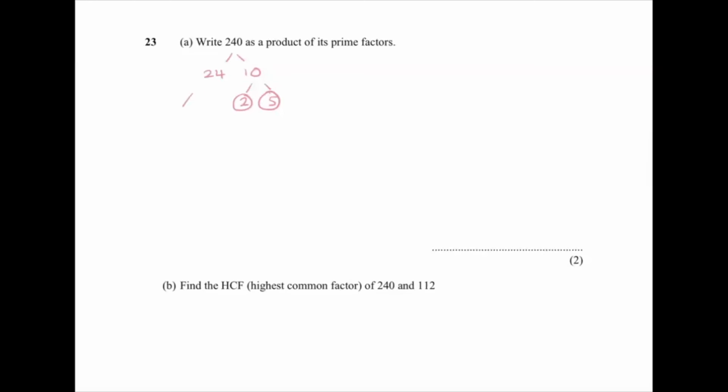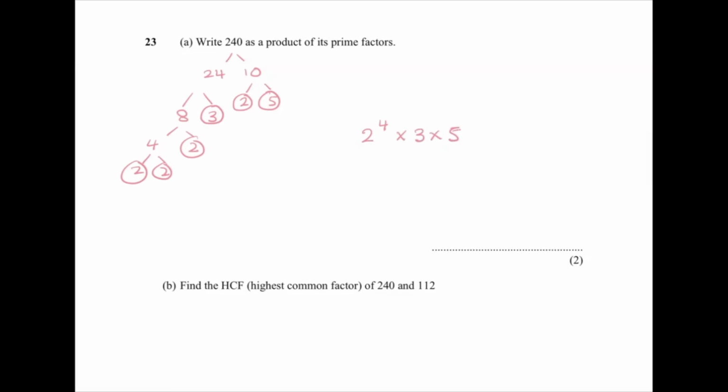Now, 24 is going to be 8 and 3. And I've got another prime factor. You may do 6 and 4. As I said, it does not matter. And then for the 8, I've got my 4 and my 2, and then my 2 and my 2. And I have 2 to the power of 4 times 3 times 5.